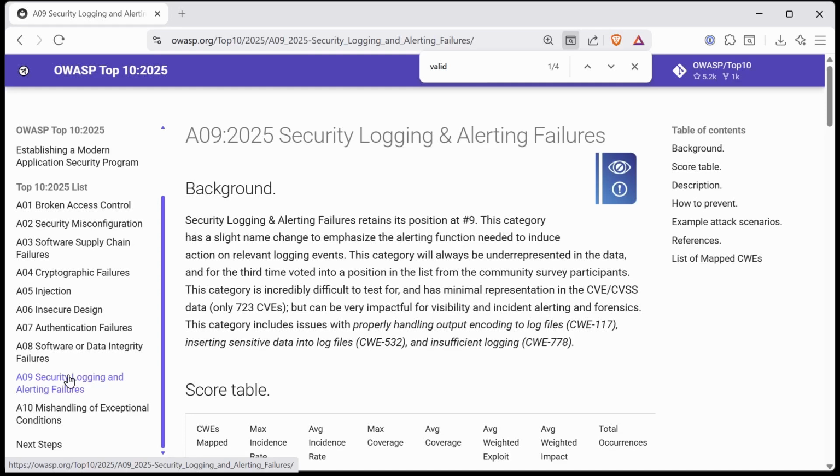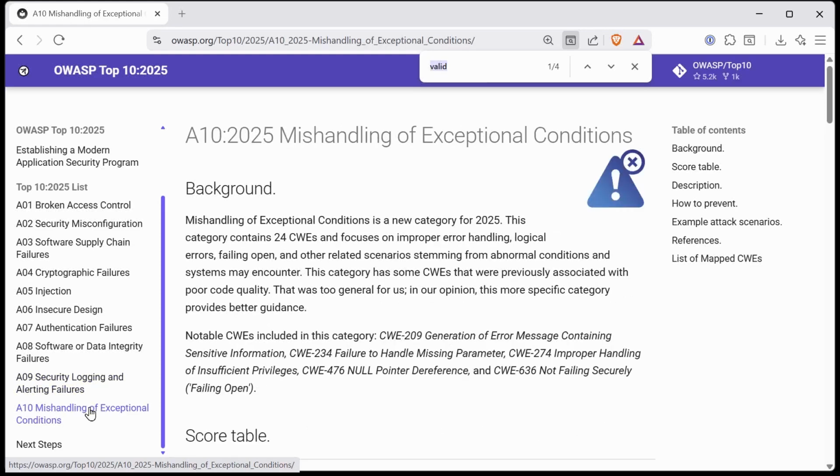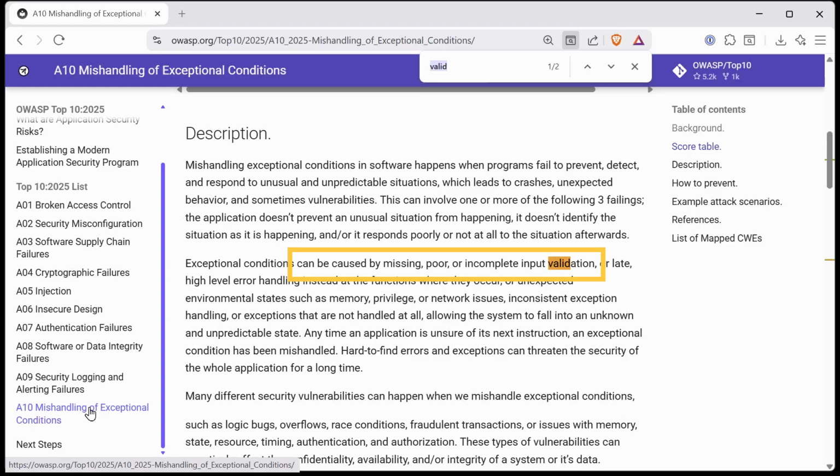you guessed it, certain characters can allow that injection to happen, and input validation would likely protect you. Number 10, mishandling of exceptional conditions, which can be caused by missing, poor, or incomplete input validation.